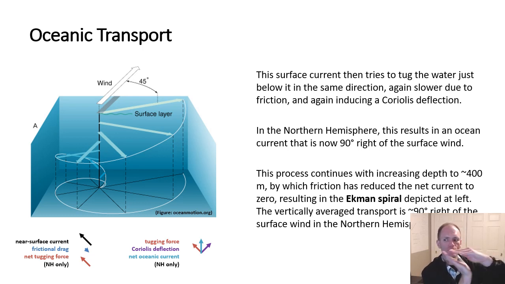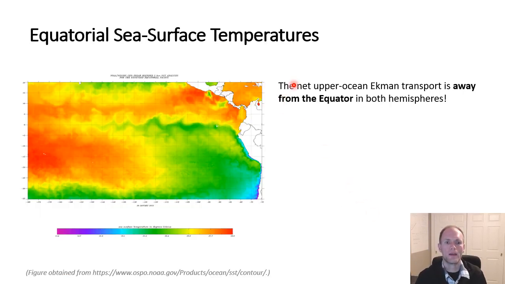So if we have an easterly ocean current, or an easterly trade wind, in the equatorial regions, whether we're in the Pacific Ocean or some other ocean, so that easterly current is directed this way. Ekman Transport says that the flow will be 90 degrees to the right of that in the northern hemisphere and 90 degrees to the south of that in the southern hemisphere. In other words, away from the equator. So reiterating, net upper ocean Ekman transport is away from the equator in both hemispheres for easterly trade winds.